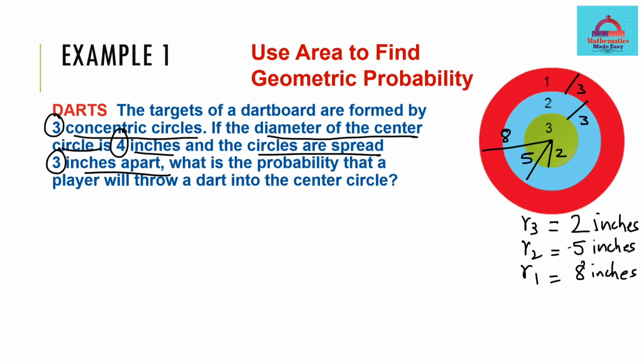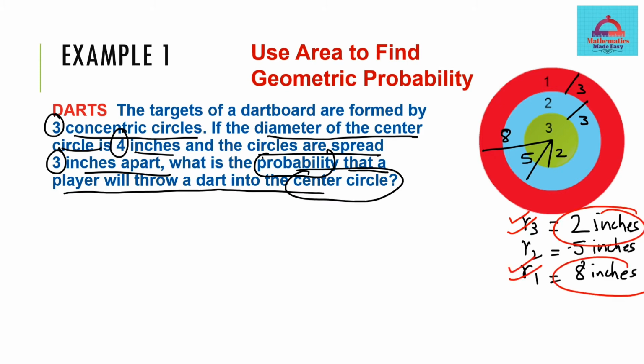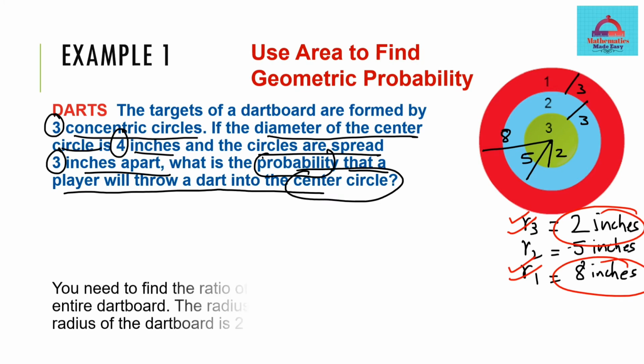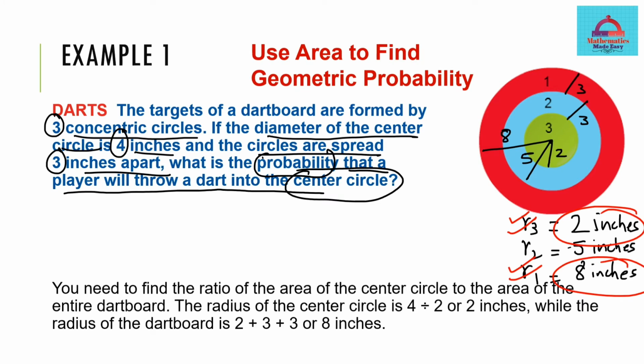This will help us to find the area. Let's see what we need to find. We need to find the probability that the player will throw a dart into the center circle. So the center circle is the green one, the smallest. That means we are concerned about the value of the smallest radius here, and because this is a question on geometric probability using area, we will also take help of the biggest circle here, or the largest area. So we will also use this information, 2 inches and 8 inches. This is going to be useful information to be used while solving the problem.